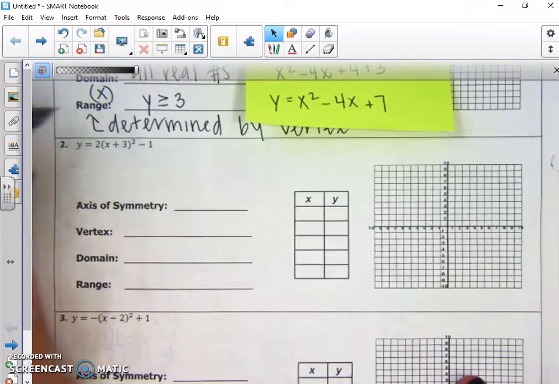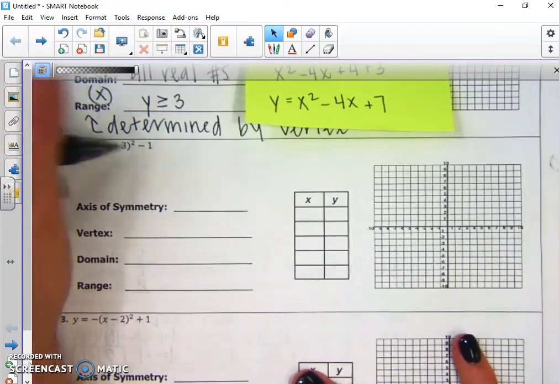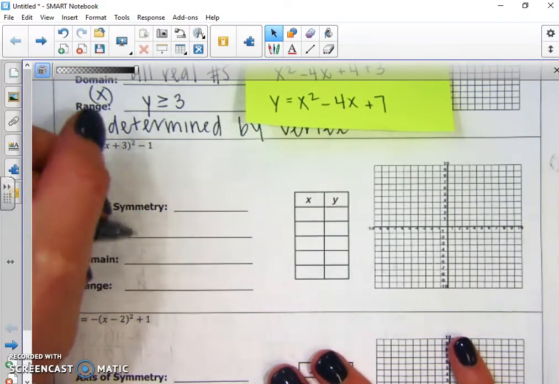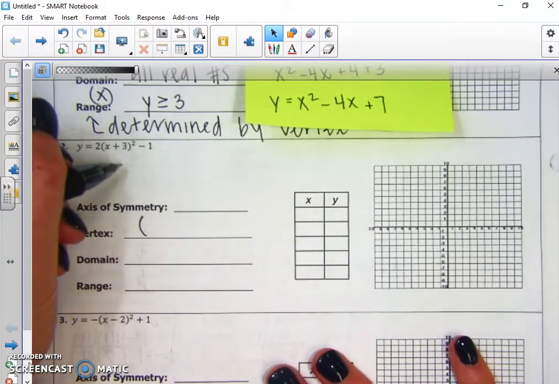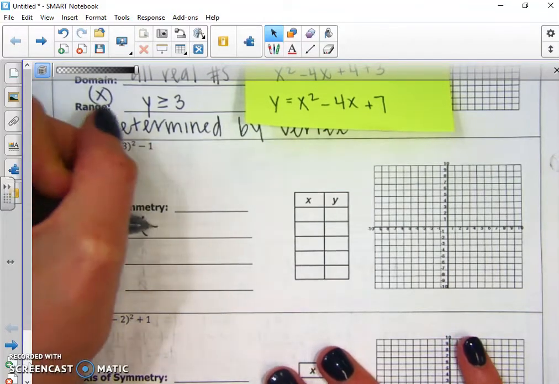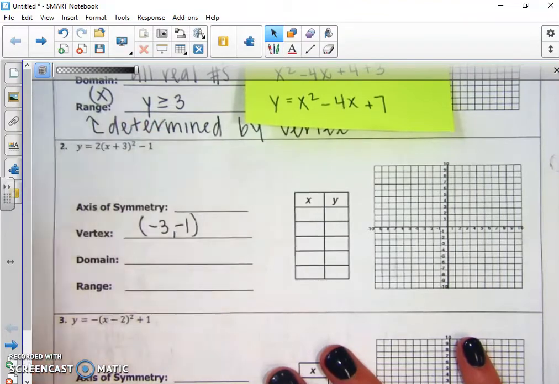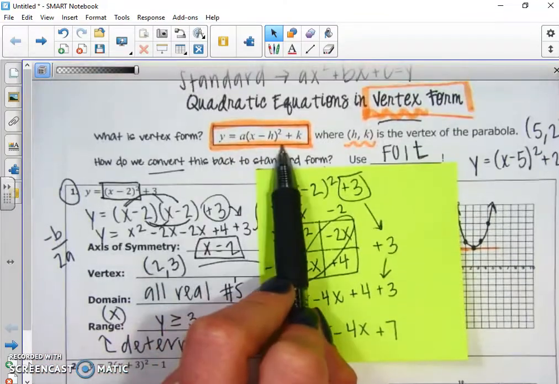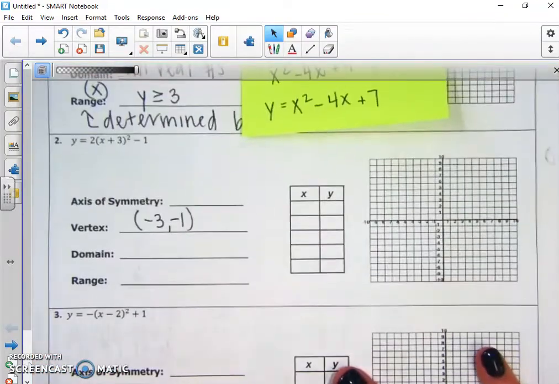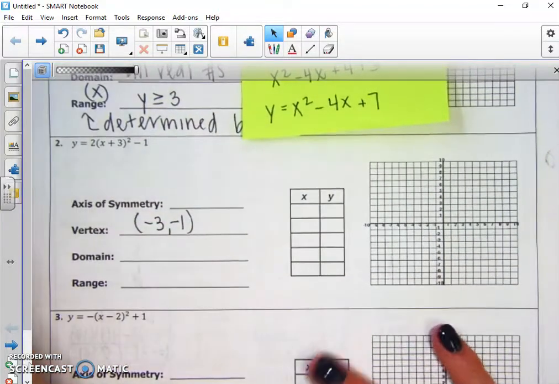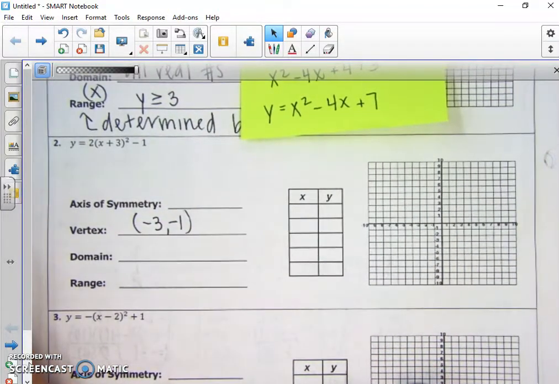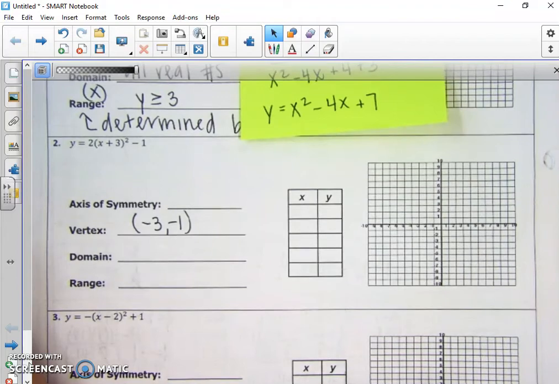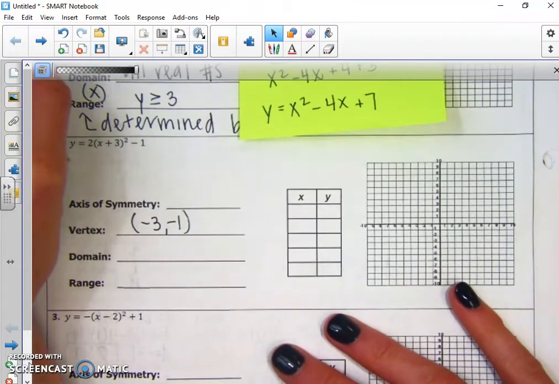Okay, let's look at number 2. This one has a 2 in front of it. We can actually pick out the vertex just by looking at it. Instead of it being 3, negative 1, it's going to be negative 3, negative 1. That's coming from our vertex form right up there. Okay, and we need to put this in standard form, so if we want to find our axis of symmetry, let's go ahead and do that.